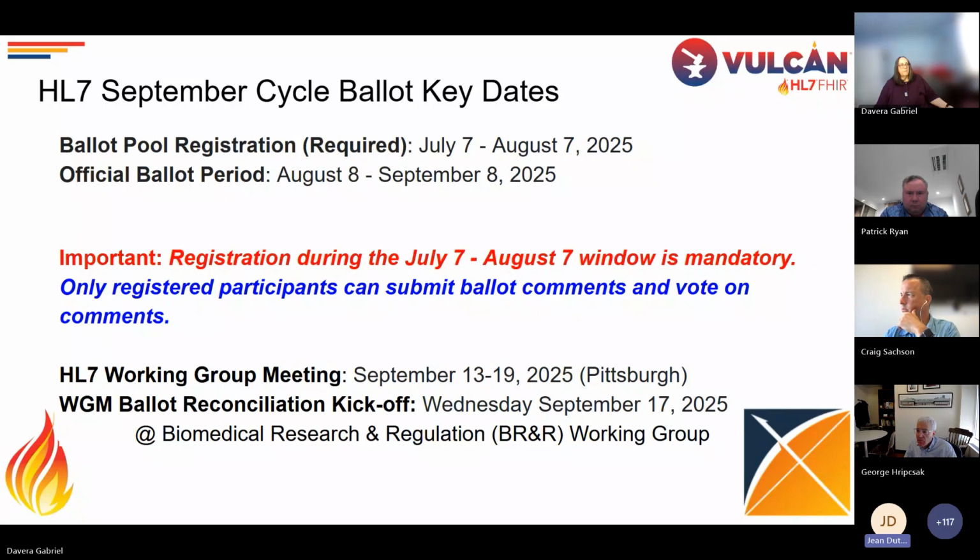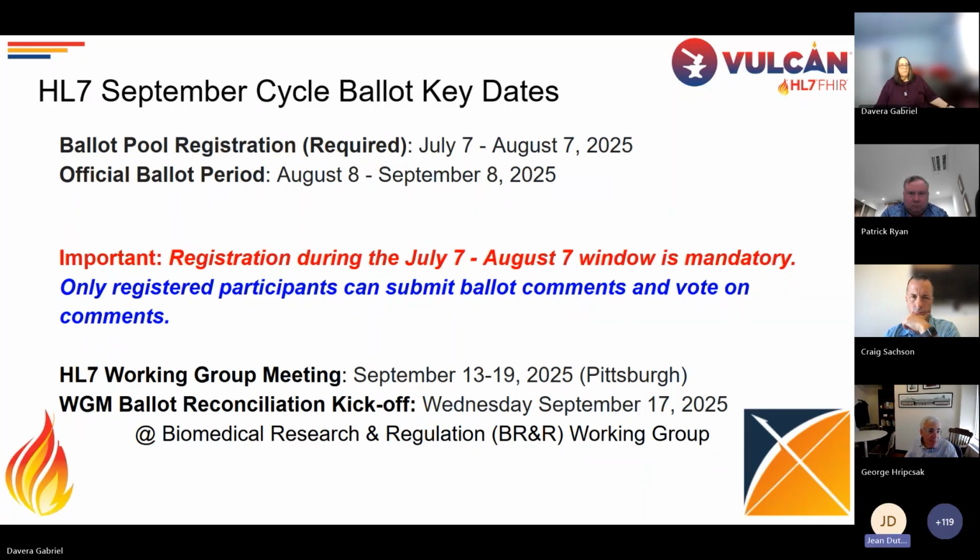And then the ballot itself is open for a month from August 8th to September 8th. So once you've signed up for the pool, then you have about a month or so to look at the guide, raise any issues, and make your vote. To actually ballot, to actually raise comments and vote on those, you have to register during that window. And only registered participants can submit ballot comments and vote on those comments.